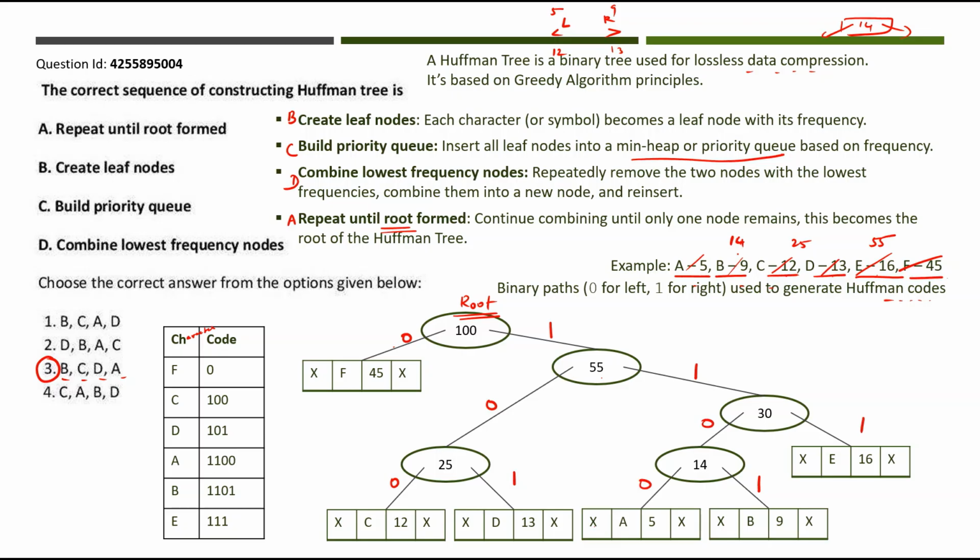How do we get C? We have to travel 1, 0, 0. This will be the code for C. What about D? 1, 0, 1 will be for D. For A, we will have 1, 1, 0, 0. For B, it is 1, 1, 0, 1. Then for E, we have 1, 1, 1. This is how we will be generating Huffman codes after constructing the Huffman tree.